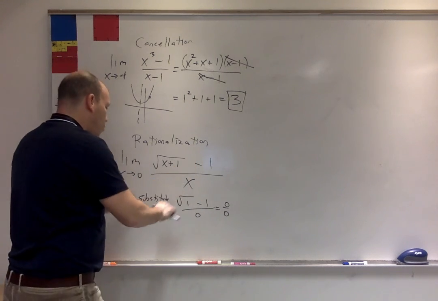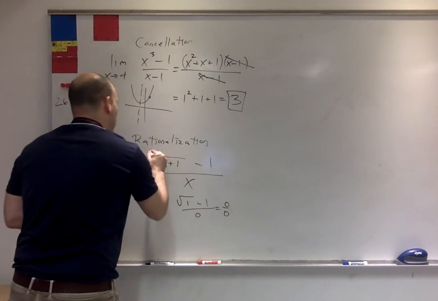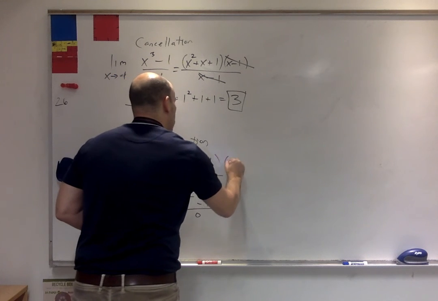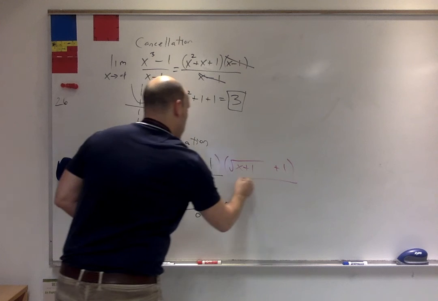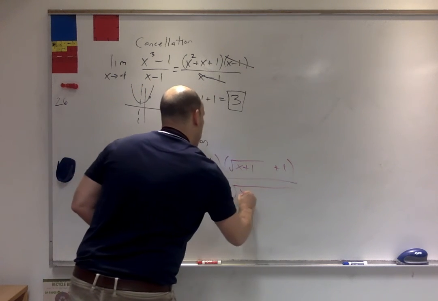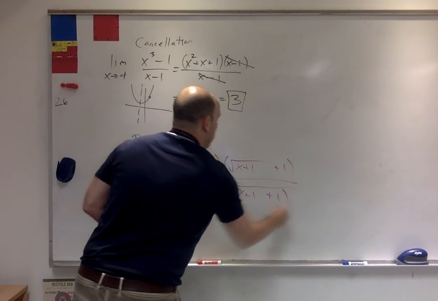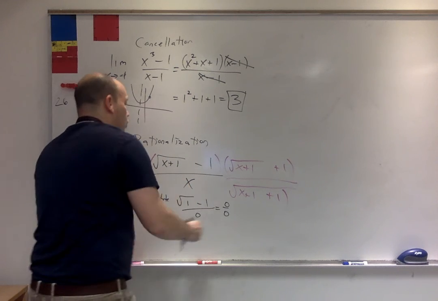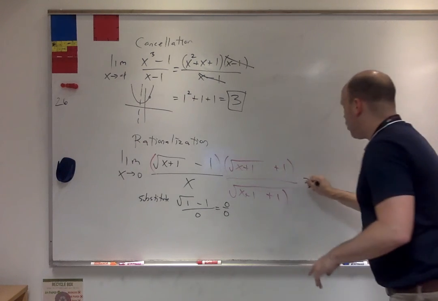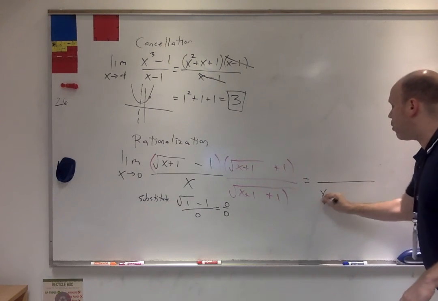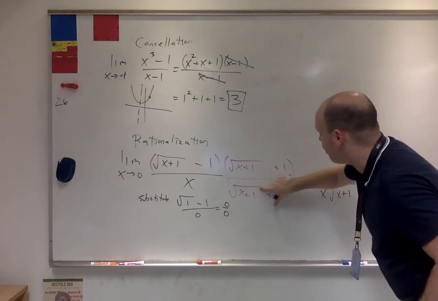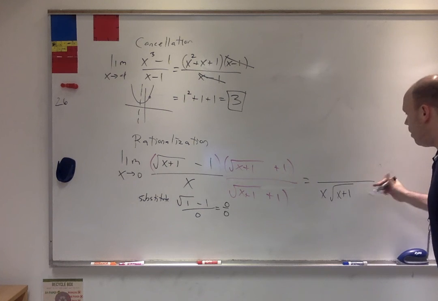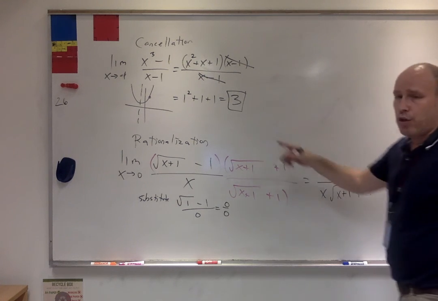So rationalization, what we're going to do is multiply the top and the bottom by the square root of x plus 1 plus 1. And on the bottom you have x times the square root of x plus 1 plus 1. So what does this result in? Well, the denominator is now x times the square root of x plus 1 plus 1.